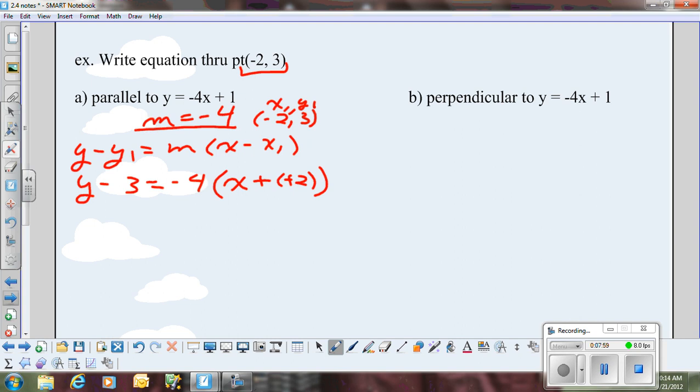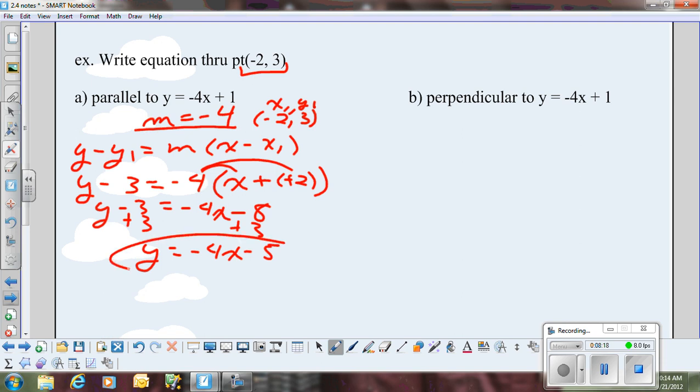I have to simplify, get this in slope-intercept form, so I distribute. So I get -4x minus 8 equals y minus 3. Add 3 to both sides, and I get y equals -4x minus 5. Okay, final answer. One more. Is that your final answer? That's my final answer. The next one.